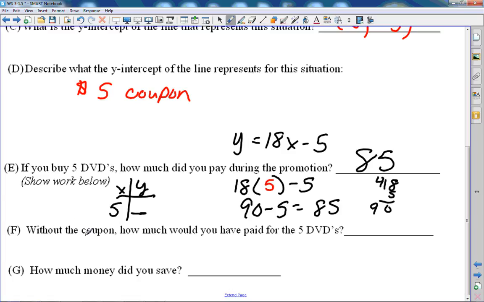Now it says without the coupon, how much would you have paid? Well, each DVD is $18, so you're just taking 18 times 5. And it would be $90 without the coupon. How much money did you save? You saved $5.